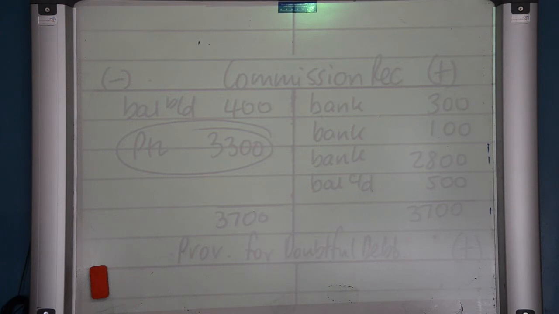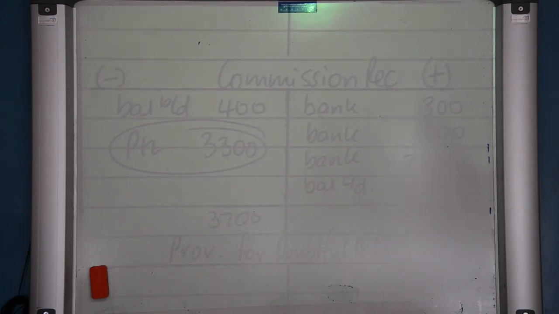So there's your commission received account there. I've worked out that the revenue adds to 3,700 on the credit side. I've then made this side balance to that, and the figure that I was missing, 3,700 minus the 400, gives me a profit and loss in the profit and loss account as other income of 3,300. So that account is done.